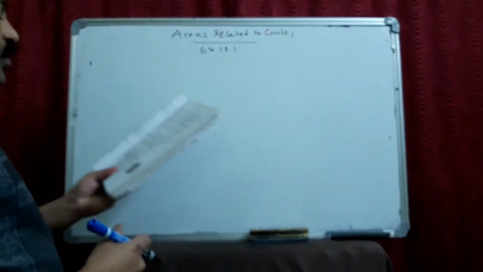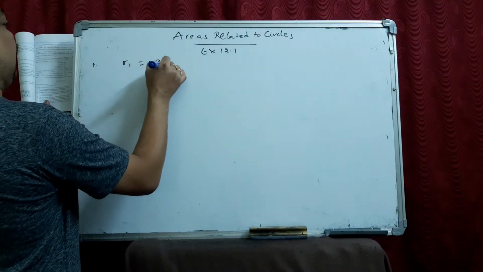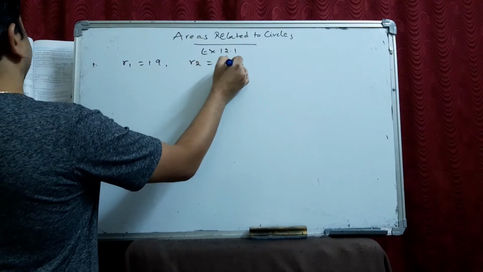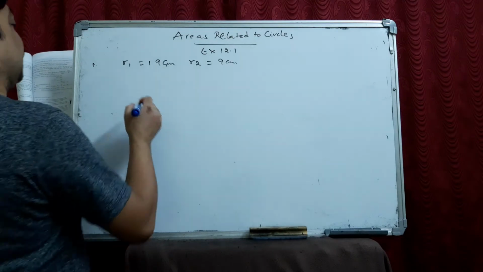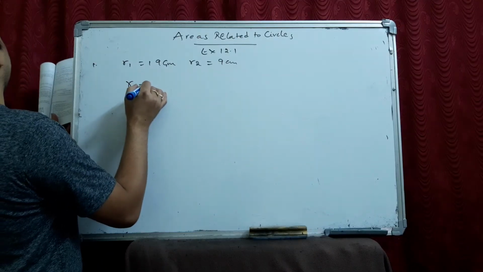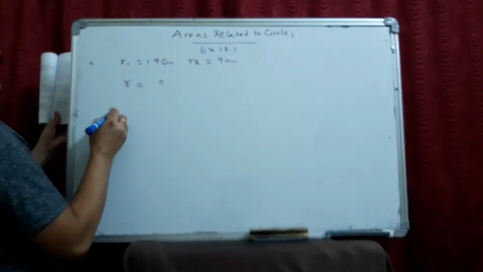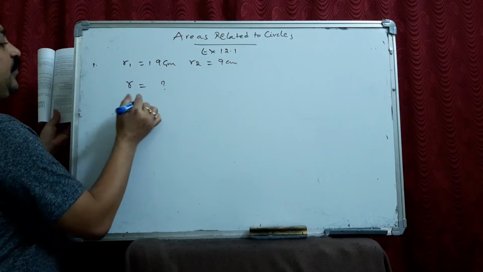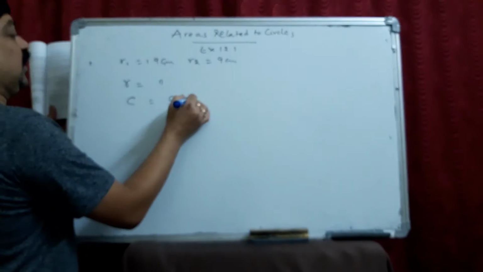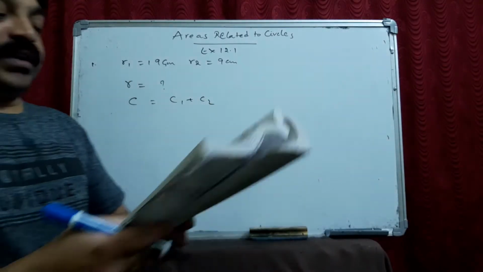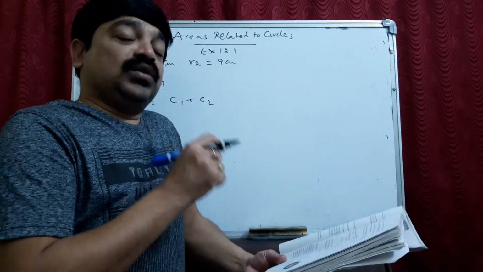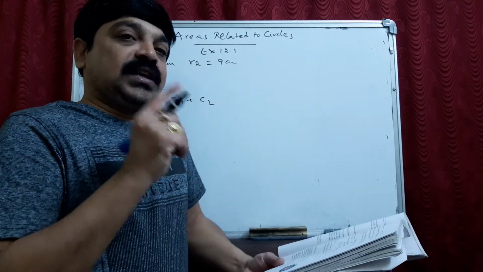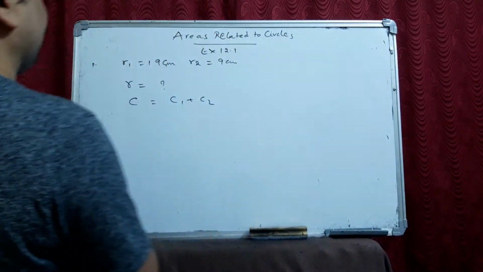Right, so what did they give? You are given the radii of two circles: R1 is equal to 19, R2 is equal to 9 centimeters, and you need a new radius. R is equal to what? The new radius, where the circumference of the new circle is equal to the sum of the circumferences of the other two circles.